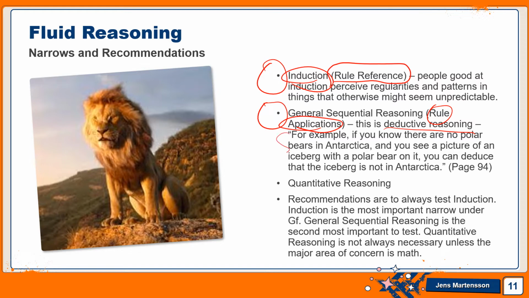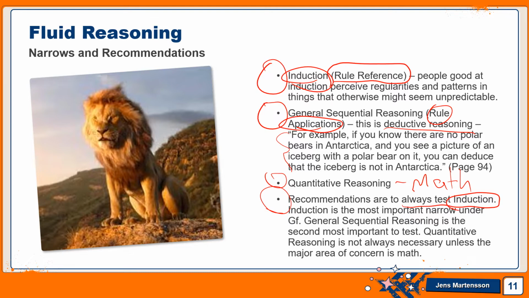So they gave a pretty cool example in the book. If you know there are no polar bears in Antarctica, and you see a picture of an iceberg with a polar bear on it, you can deduce that the iceberg is not in Antarctica. I thought that was pretty cool. Then there's quantitative reasoning, which is obviously math.